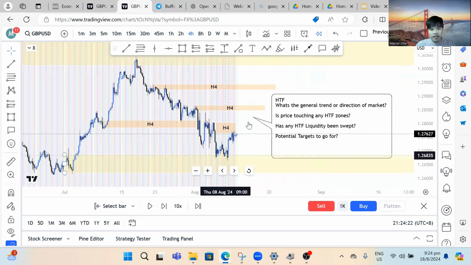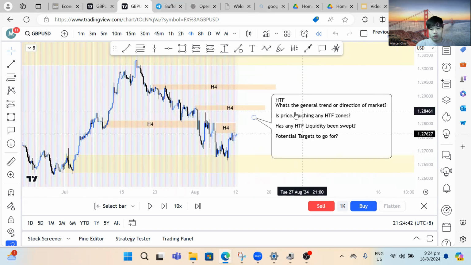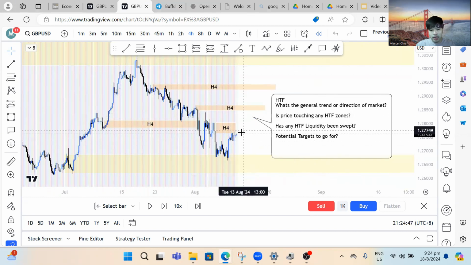So we can see here that though the general trend at this very point of time was still a downtrend, once price did react off this H4 supply level, there is some brief reaction before price continues to go up, right? So the likelihood of this level breaking is very high. To answer these questions: general trend, it was down, but heading towards the upside.